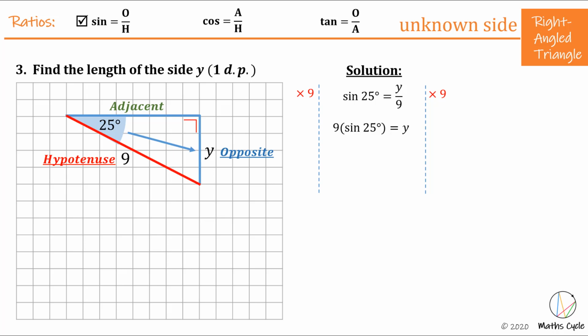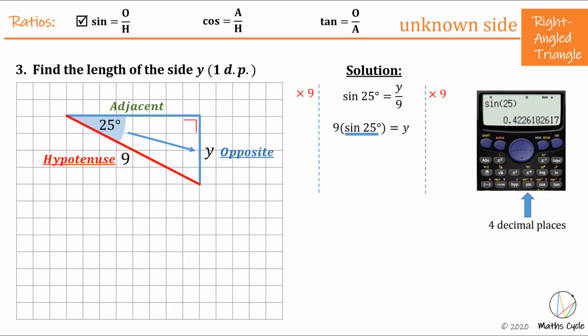The sine of 25 degrees is a ratio, and you need your calculator to find out that ratio. So the sine of 25 equals 0.4226. Then we take that ratio and multiply it by the 9. And we can see we have 3.803564356. But go back to your question and find out how they want us to leave the answer.